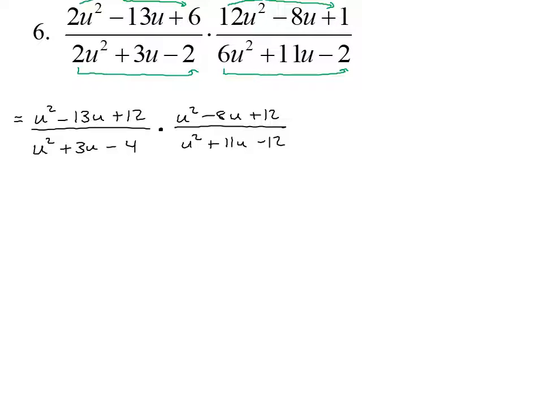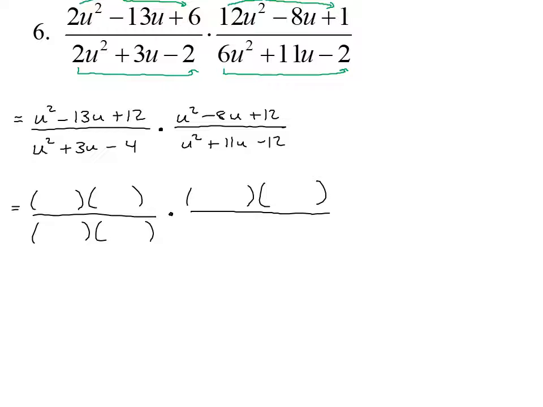So they're all going to end up with things that have parentheses on them. So one set of parentheses, another set of parentheses, and so on, because they're all trinomials. So we're basically reverse foiling here.